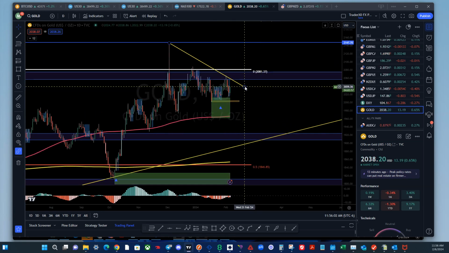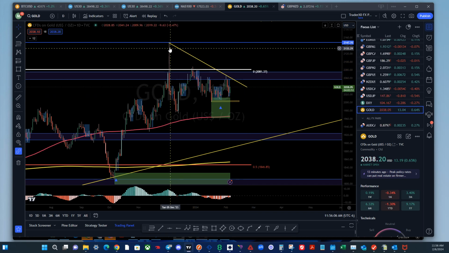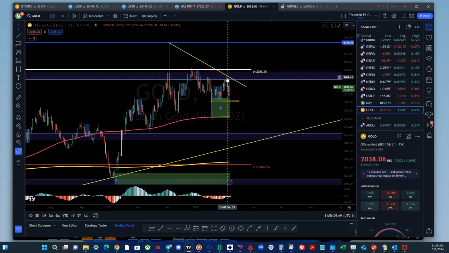Now here is, I have a counter trend line right here from this high to this last peak here, and I'm watching to see if gold is going to come back up here in this range. Right now it looks like it is.